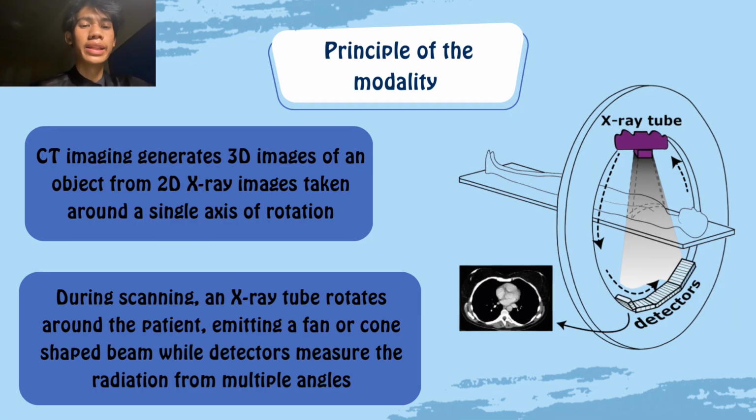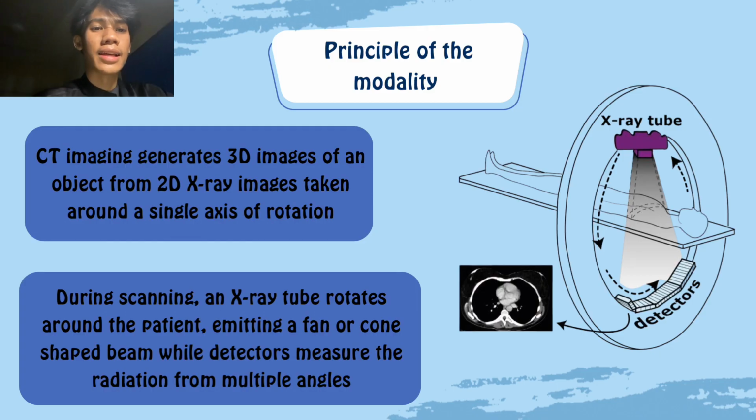By design, CT imaging generates 3D images of an object from 2D X-ray images taken around a single axis of rotation. From this sentence, it means that multiple 2D X-ray projections are acquired as the X-ray tube rotates around the patient, forming a detailed 3D image of the anatomy, allowing accurate visualization of internal structure without overlapping.